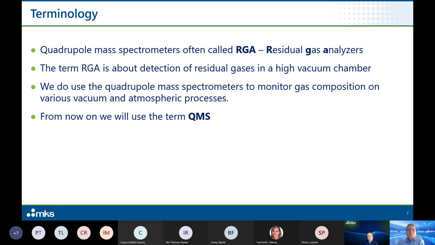Something I would like to agree on for the talk today: often we talk about RGAs. Mass spectrometers are often called RGA, which stands for residual gas analyzers. This is correct for the use of RGAs in high vacuum chambers, because there we want to monitor residual gases in your chamber. But in our terms, for process monitoring, it's a bit different. It's more monitoring of gas composition in your process, in your vacuum process, or even in your atmospheric process. So therefore, I would say let's use quadrupole mass spectrometers for now. But at the end of the day, the technology, the technique is the same.